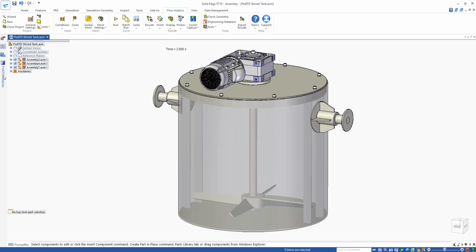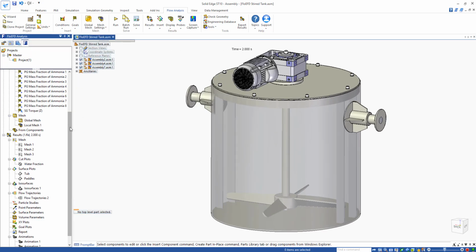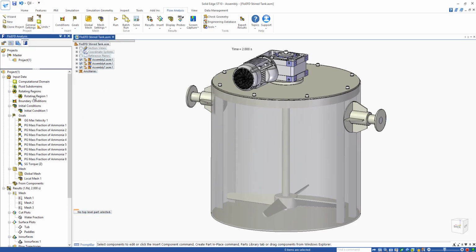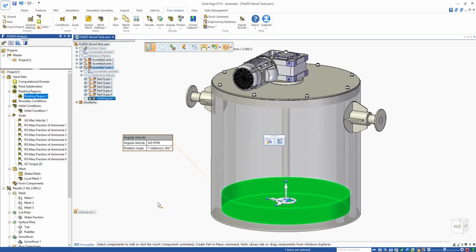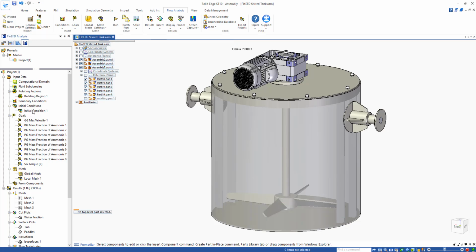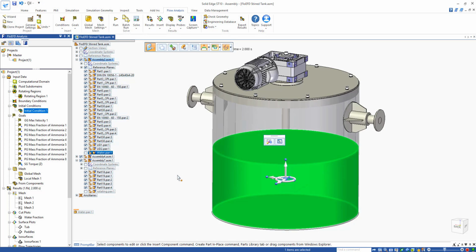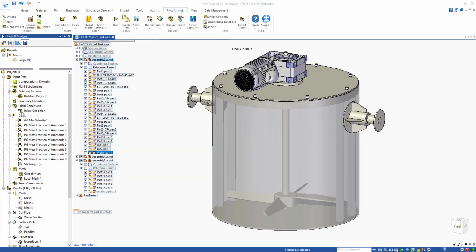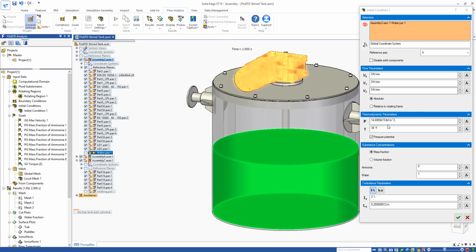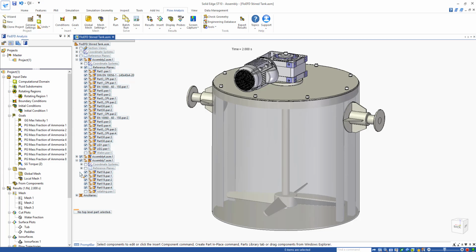Now if we come over to our FloEFD analysis tree, we can have a look at some of the setup here. So first of all, you can see that we have a rotating region on the paddles. We're moving at 240 RPM. The initial condition, you can see that there is a fluid level here, so the lower half of the tank is filled with water. If we look inside the properties here, we can see that we have water, 100% water at 38 degrees Fahrenheit, and we'd like to see what the mixture looks like at the end of that transient.